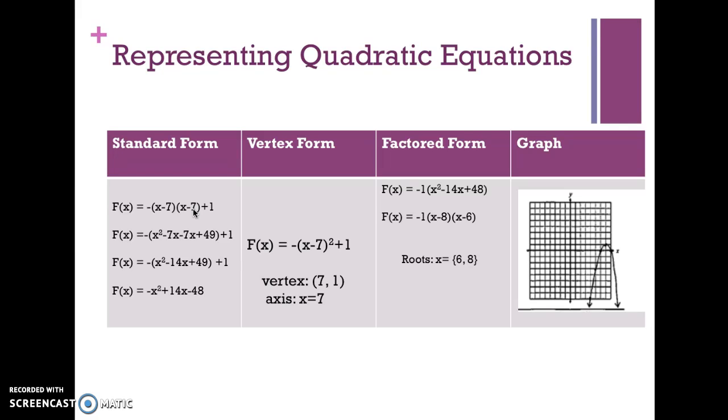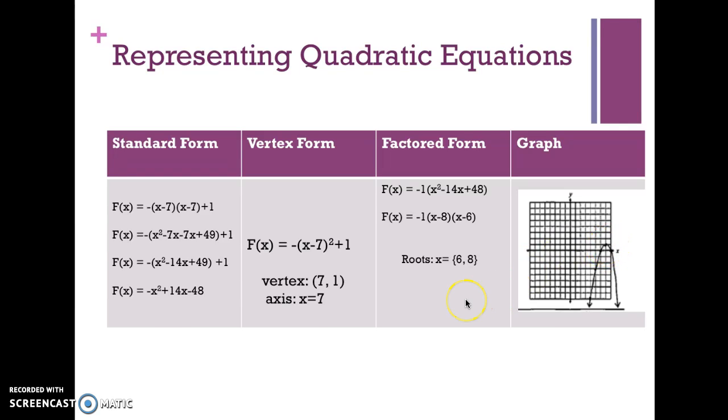So our axis is going to be at x equals 7. So it's going to be right here. Our vertex is where it peaks in this case. So our vertex is going to be at (7, 1). This is where our parabola peaks.